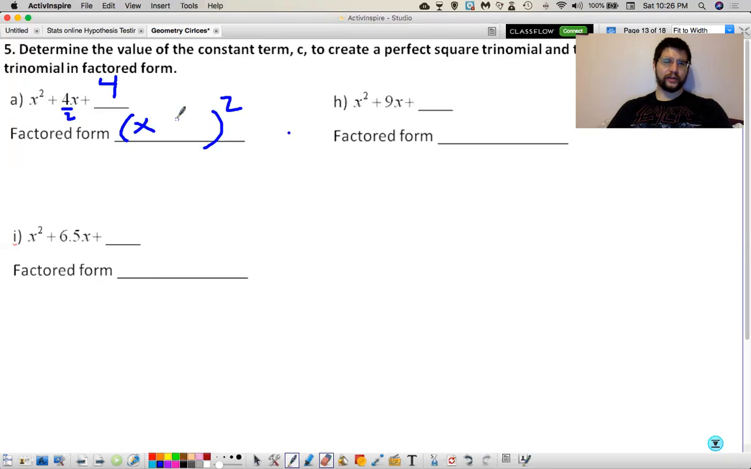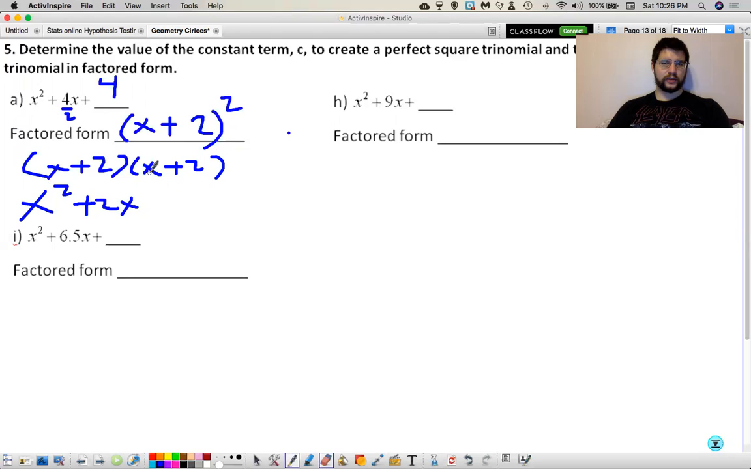So positive 4 divided by 2 is 2. And it's a positive. It's going to be the same sign as whatever this is. So if this is a negative, this would be a negative. This is positive, this is positive. And we can check, just to show you I'm not lying. X times x, x squared. Positive 2 times x, positive 2x, positive 2x, positive 4. Simplify it, these will become 4x, just like we have right here, plus 4.